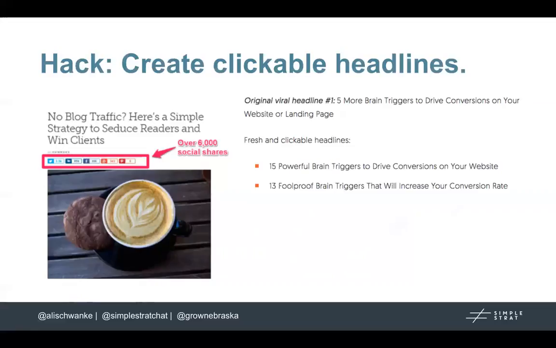And then right above that, the word powerful is also another keyword. If you look on the left, the original example, a simple strategy to seduce readers and win clients, the words seduce and win are both really great words there. And then starting it with a question, you know, no blog traffic, as a human, we become interested in solving and putting things together. There's actually a psychology all around this, but I guess the lesson here is just because one of your pieces of content does not perform as well as it should does not mean that you should say that that content did not work.